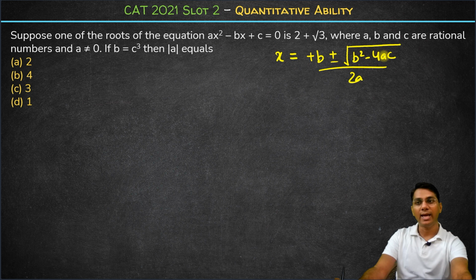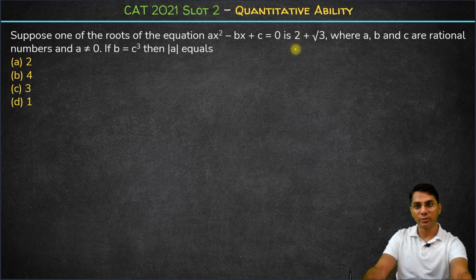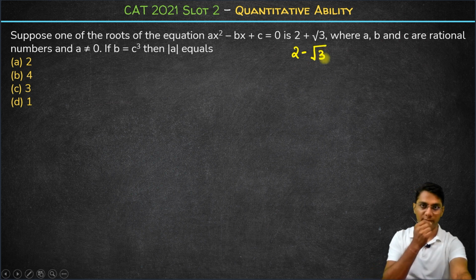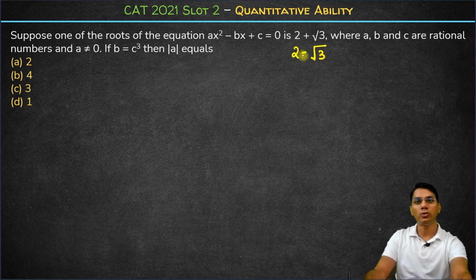Since a, b and c are all rational numbers, the roots will be conjugate, with plus square root of something and minus square root of something. Hence, if one root is 2 plus root 3, the other root will definitely be 2 minus root 3. If you want to understand this in detail, go and look at the concepts part of the quadratic, where we talk about the discriminant and the nature of roots of a quadratic. Okay. So these are the two roots of the quadratic equation that we have here.